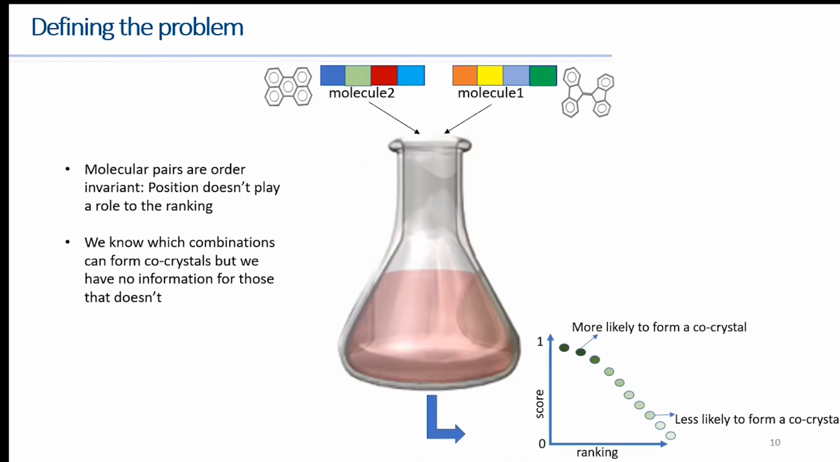So to move on, we want to find the problem that we have to solve. Given two different molecules, we want to be able to get a ranking, so to get a score for each pair, such that the combinations that have the highest score are more likely to form a co-crystal, whereas those that have a lower score are less likely to form a co-crystal. And in that way, we can avoid experimenting on co-crystals that are not likely to exist.